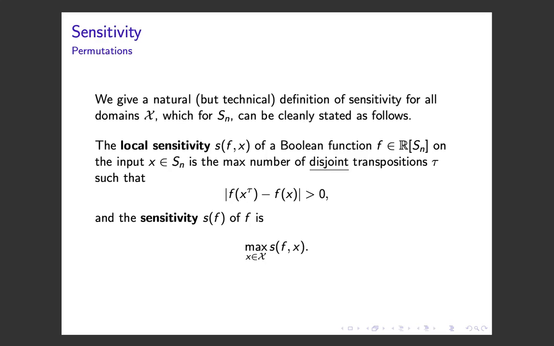There are alternative ways of defining sensitivity for the symmetric group, namely if you just get rid of the requirement that they be disjoint. But if you do this, it is natural to consider in the analysis of Boolean functions, but you don't get nice polynomial relations to other complexity measures, at least to my knowledge. So there's a reason why we have defined local sensitivity in this way. It plays nice with all the other complexity measures.